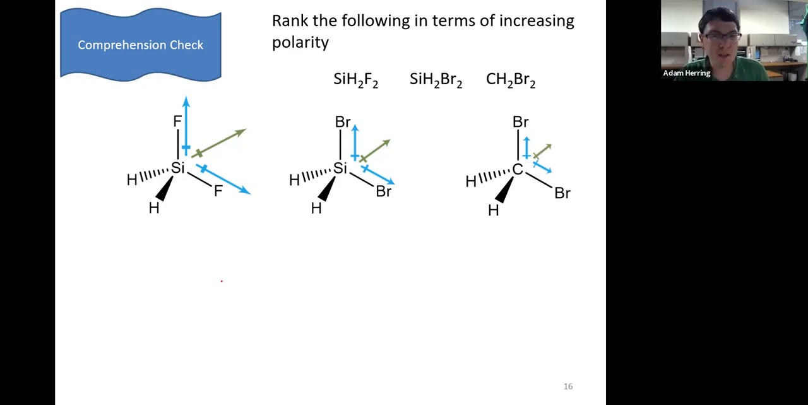So if we want to rank these, we see that the CH2Br2 is the least polar, and the SiH2F2 is the most polar.